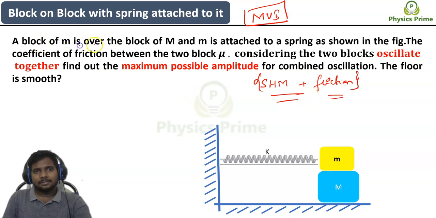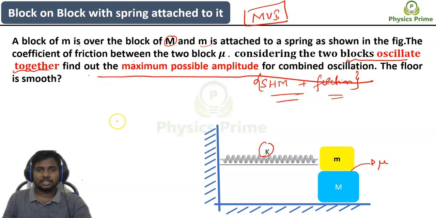A block of mass m is over the block of mass capital M, and small m is attached to a spring as shown in the figure with spring constant K. The coefficient of friction between the two blocks is mu. Considering the two blocks oscillate together, that's quite an interesting point, find out the maximum possible amplitude for combined oscillation. The floor is smooth. Here the floor is given as smooth.